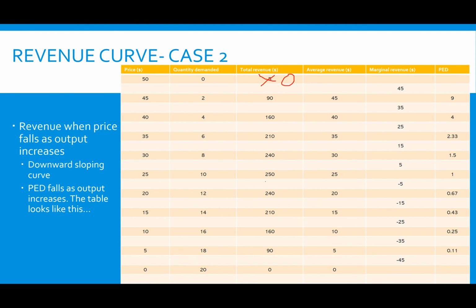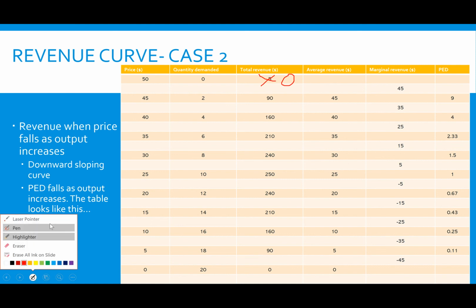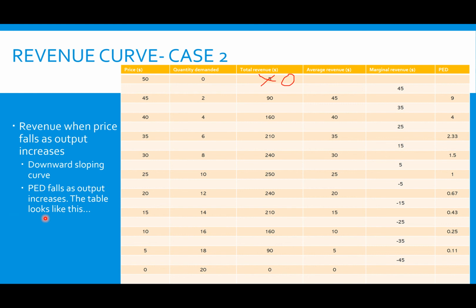However, this one becomes 250, but for the next one, it actually decreased. 20 times 12 is 240, and after that, it's going to decrease and decrease, and here it is zero, zero. Interesting, something that we didn't see in the previous case. How about average revenue?